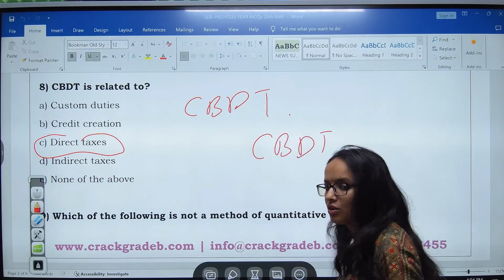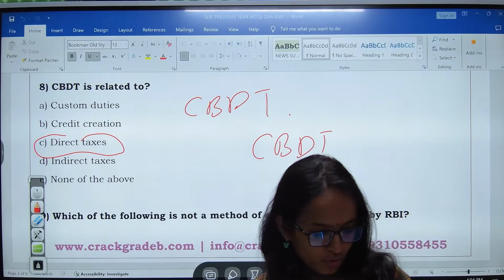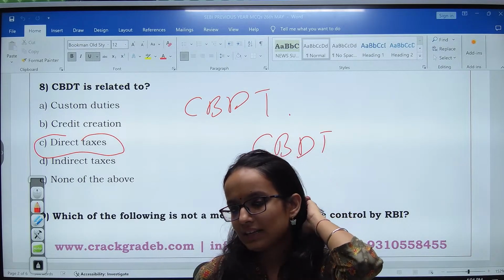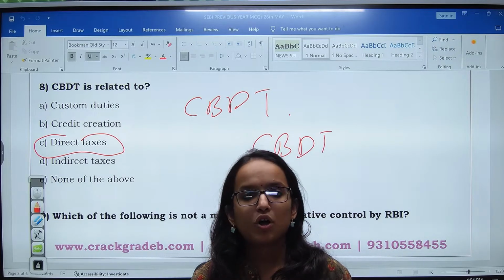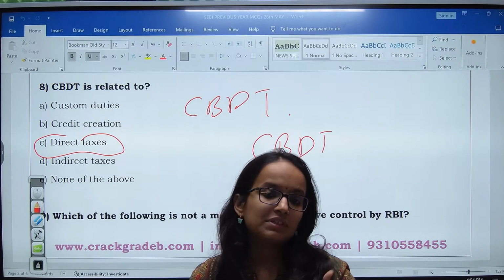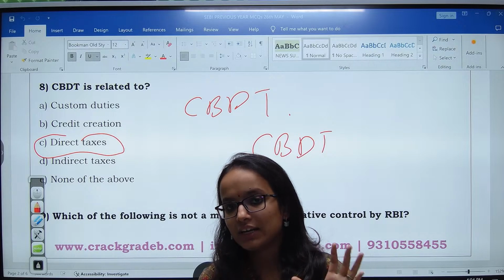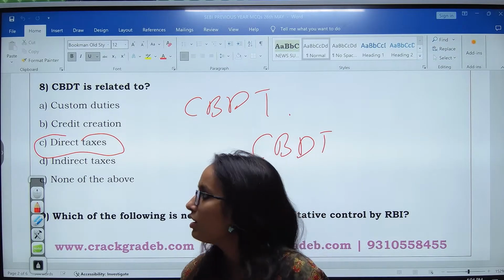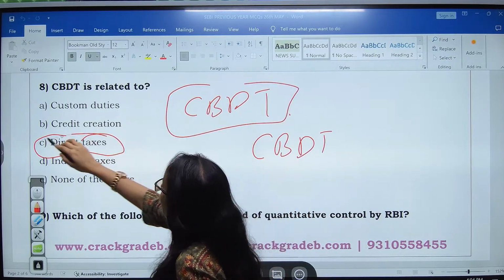CBDT is basically your Central Board of Direct Taxes. It works with the income tax department, as you know. It formulates the laws related to your direct taxes, gives guidelines and ideas to your income tax department. So it is basically responsible for direct taxation in India. Central Board of Direct Taxes. Therefore, the answer is C.